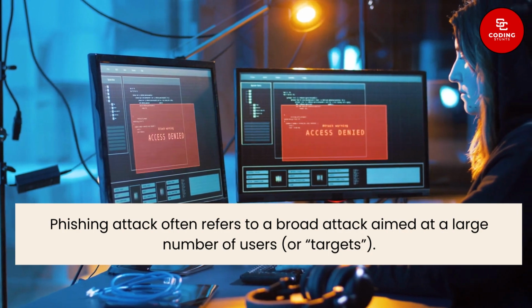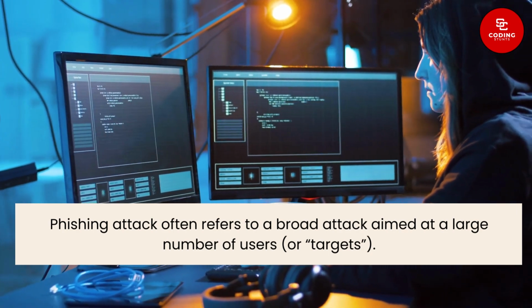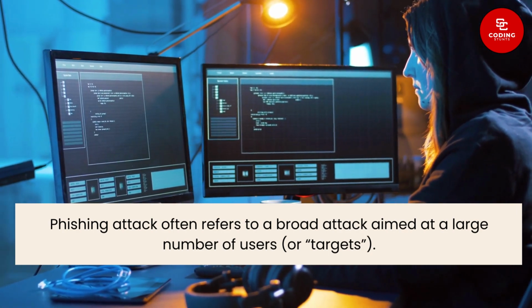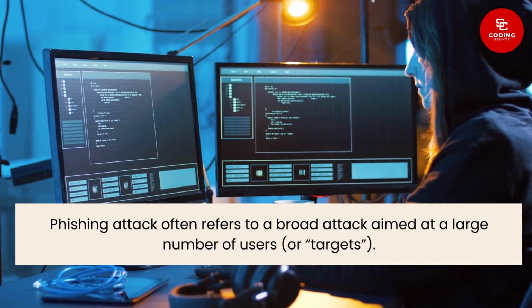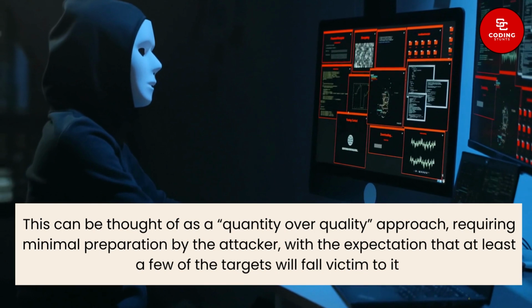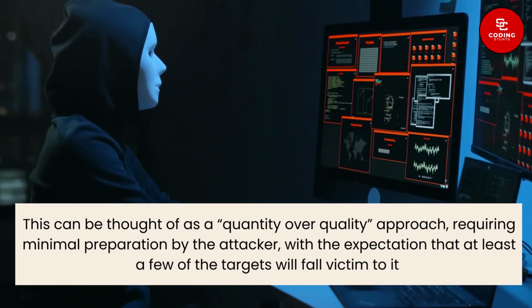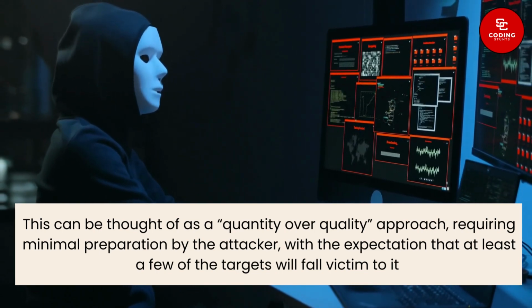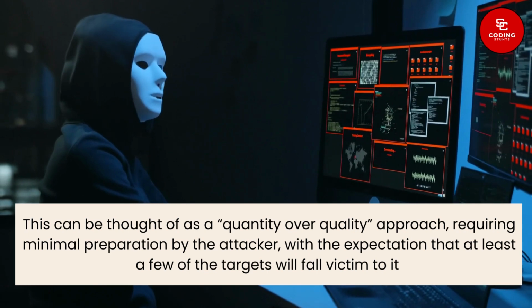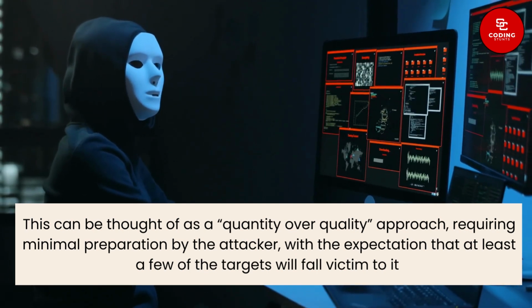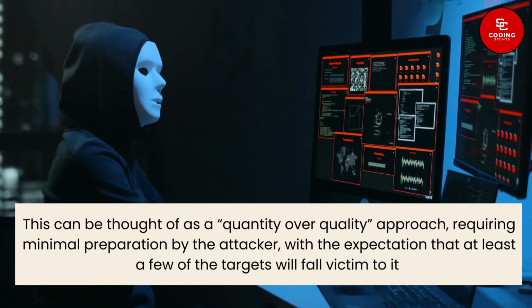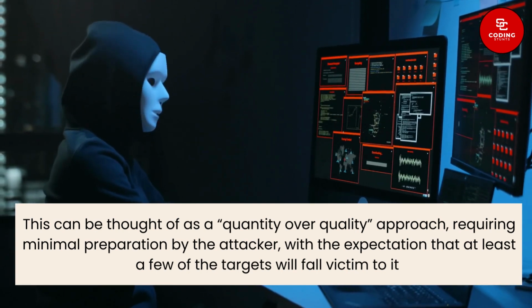Let's discuss types of phishing attacks. At its most basic definition, the term phishing attack often refers to a bold attack aimed at a large number of users or targets. This can be thought of as a quantity over quality approach, requiring minimal preparation by the attackers with the expectation that at least a few of the targets will fall victim to it.